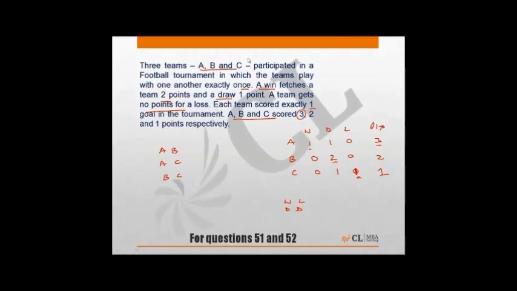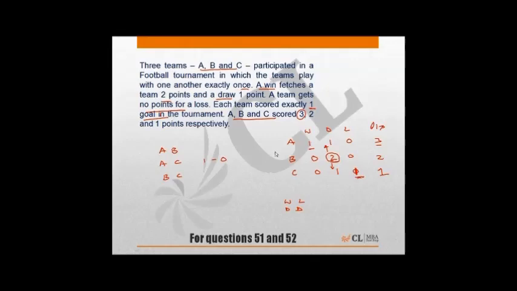The second thing the question said is each team scored exactly 1 goal in the tournament. Now that means, since B has drawn both its matches, its match with A as well as with C will be drawn. So AB has to be a draw match, BC has to be a draw match. And A has won against C, so when A has won against C, it would have scored 1 goal more than C. So it would have been a 1-0 situation. So AC match would be a 1-0 where A has scored 1 goal, C has not scored any.